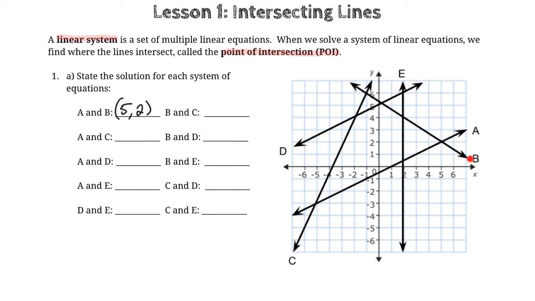And now let's do B and C. So this is line B, this is line C. This point right here is where they intersect, and that's -1 and 6. And let's try A and C. So we know A is right here, line C is right here. This is the point where they would intersect, and that's at -5 and -3. So I want you to go ahead and pause the video, try to fill out all of the other points of intersection for these pairs of lines.